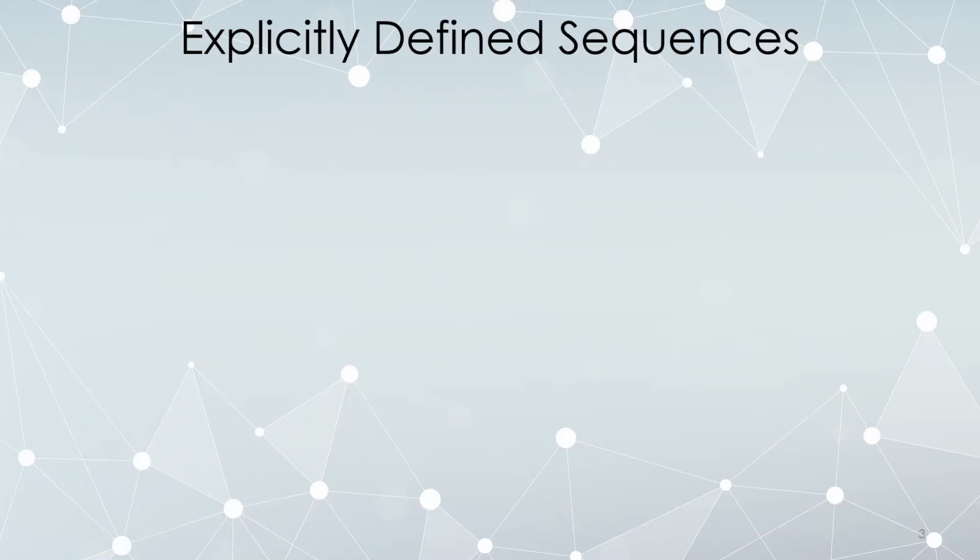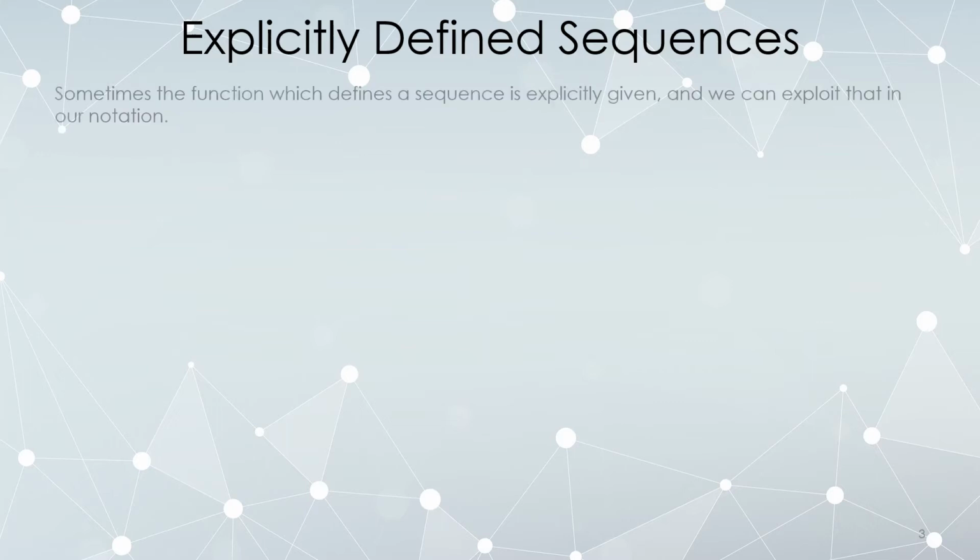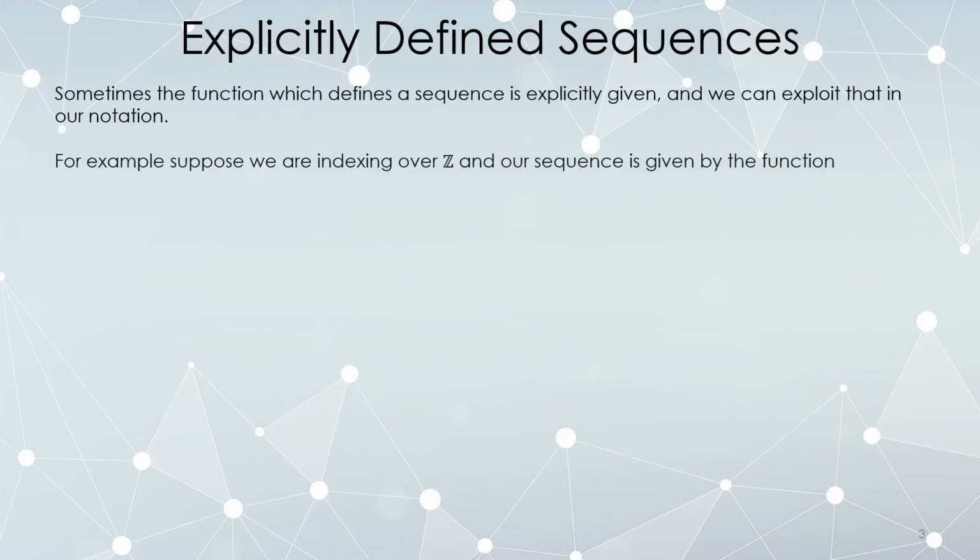So let's take a look at some explicitly defined sequences. These are sequences where the function is explicitly given to you, so we can exploit that in our notation. For example, suppose our indexing set is integers, so we need to be able to plug in all integers, and our sequence is given by the following function. f of n is n squared minus 4n plus 1. Then we can write any of the following.